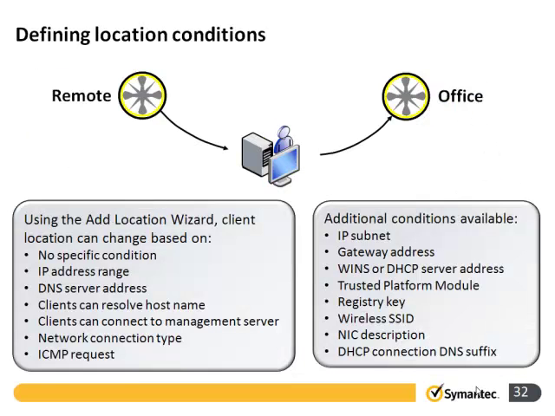So defining the location conditions. We can add the location wizard that can specify the criteria. It could be any one of those in the first box on the left: no specified condition, IP change, DNS server address, etc. And there are lots of other conditions available for network, SSID, DHCP connection, etc.